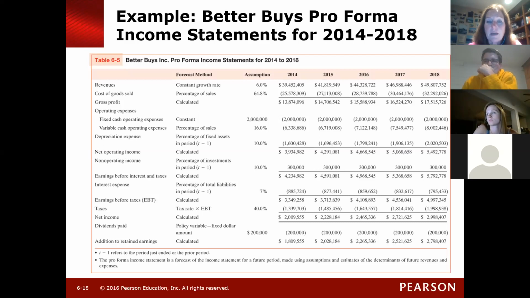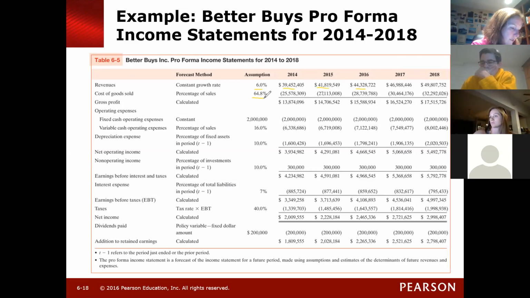So here we have Better Buys. And so we have their cash flows through 2013 in the book. So now we're projecting out for the next 5 years. And we're assuming that the constant growth rate for revenues is going to be 6%. So each year, if you looked at the 2013 revenue number, this is a 6% increase, and it's continuing to increase by 6%. If we go back and look at the common size income statement, you'll see that cost of goods sold were pretty steady at 64.8%. Let me turn to that in the book so I make sure I see what the number is.